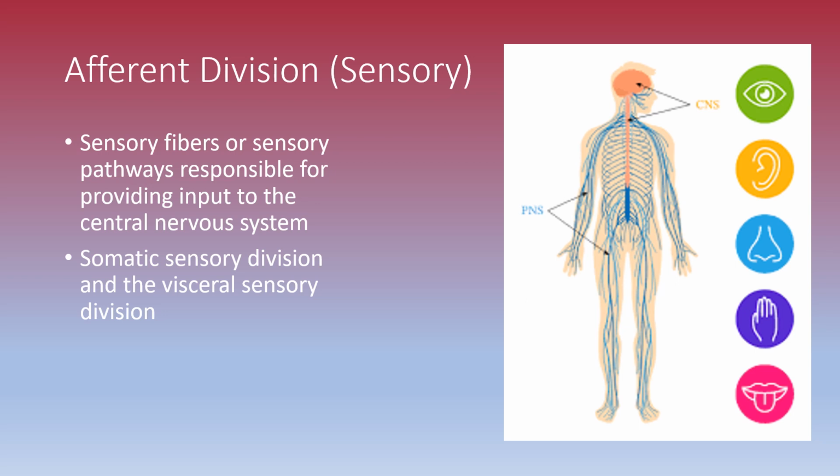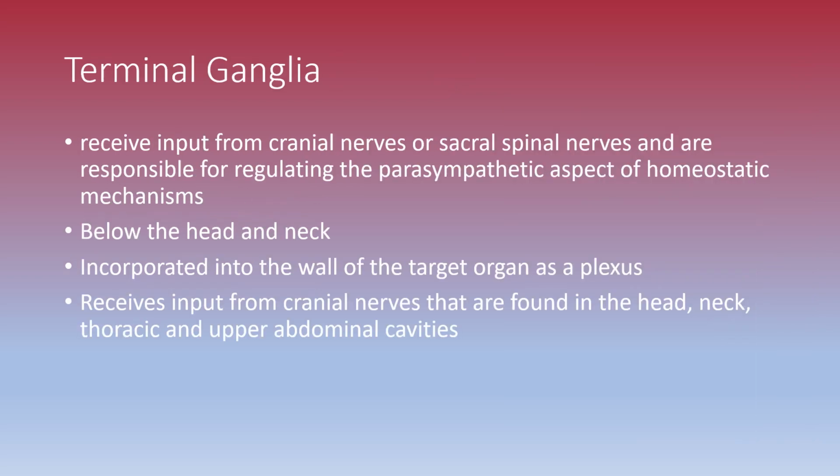The afferent sensory division is sensory fibers or sensory pathways responsible for providing input to the central nervous system, so the neurons detect and transmit the sensory stimuli to the central nervous system. The sensory afferent division is broken into subdivisions known as the somatic sensory division and the visceral sensory division, which will be talked about later in this presentation. Some of these include the five senses: seeing, hearing, smelling, touching, tasting.